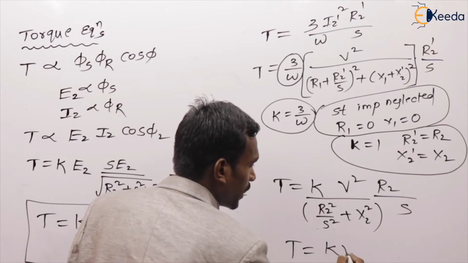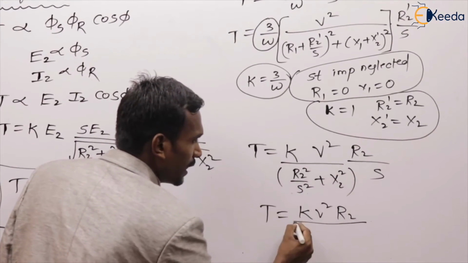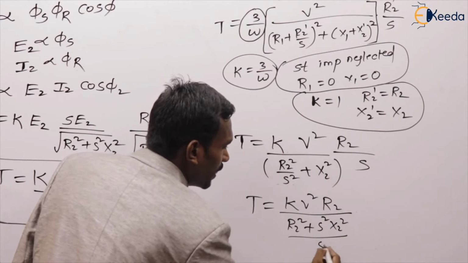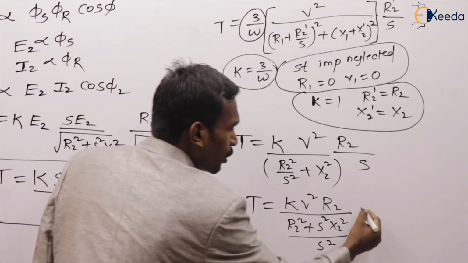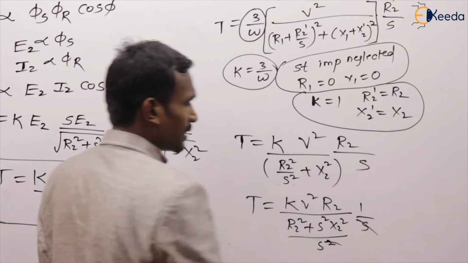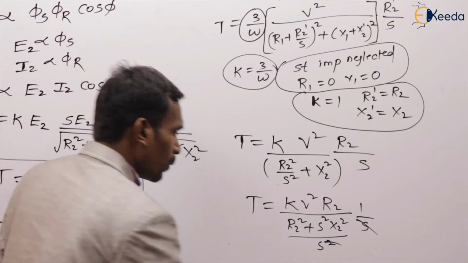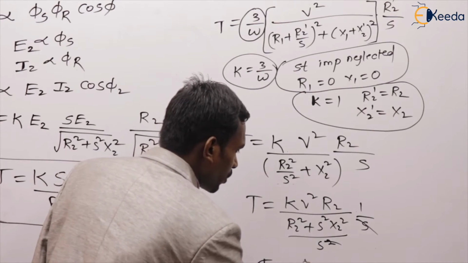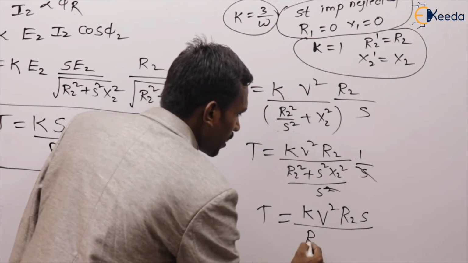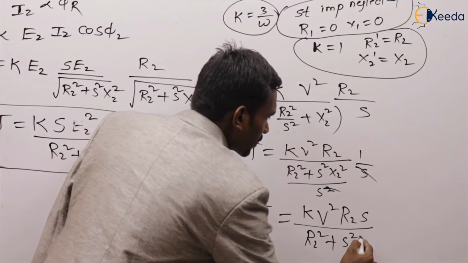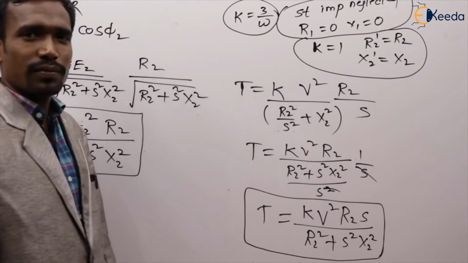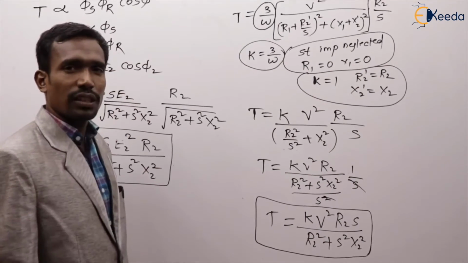Torque T is equal to K into V square into R2 by (R2 square plus S square X2 square) by S square, into 1 by S. This S square gets cancelled. So what is our final equation? Torque T is equal to K into V square into R2 into S by R2 square plus S square X2 square. This is our final torque equation.